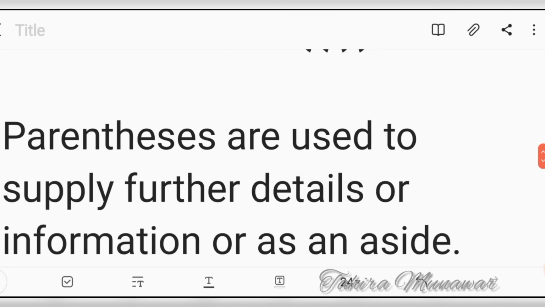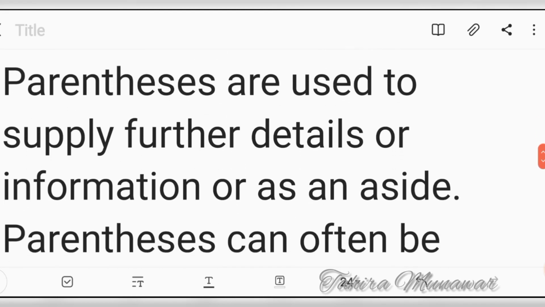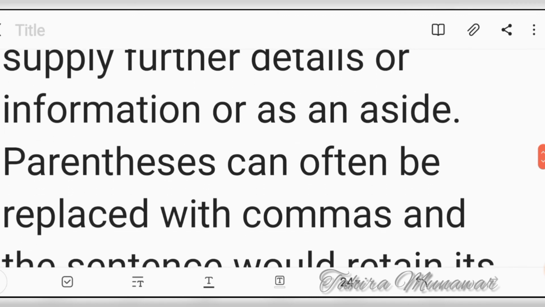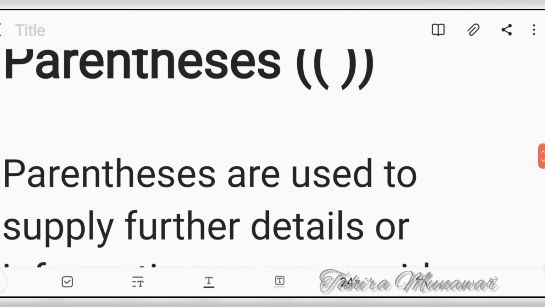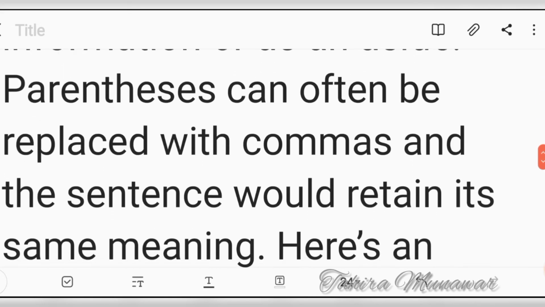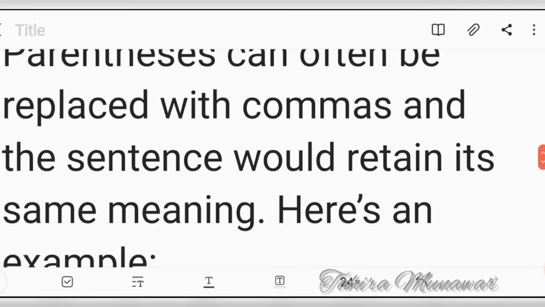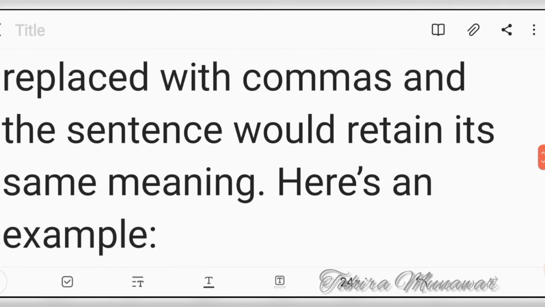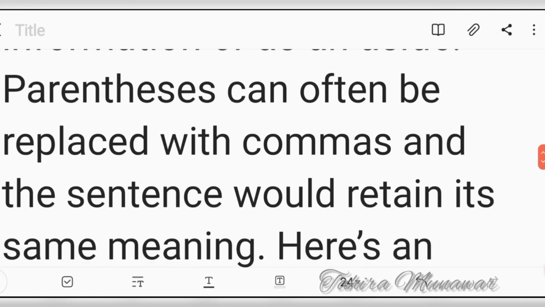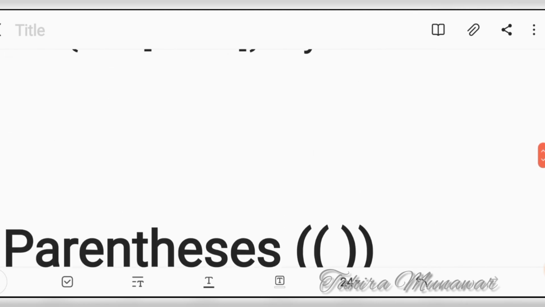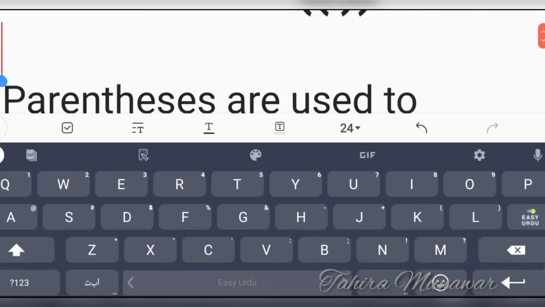Parentheses. Parentheses are used to supply further details or information or as an aside, right? When you are writing something and you want to explain something, you give an additional piece of information, you use these parentheses. Parentheses can often be replaced by commas. Sometimes we can use even a comma without disturbing the punctuation sign. So they are interchangeable. You can use either commas or parentheses.